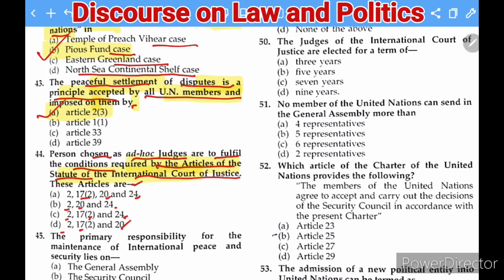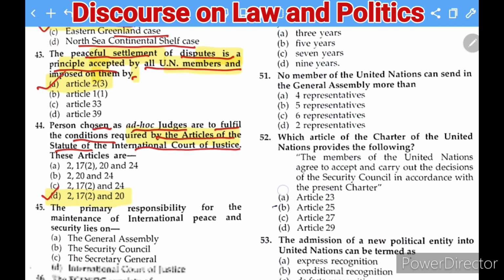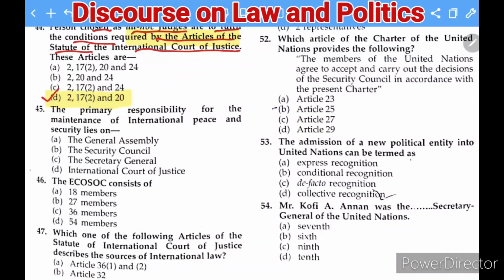So which is the right answer? Give your answer through the comment box. I am waiting for a response here. Everyone, please. I am trying to get answer from your side, please. So the answer which is correct here, that is the Article 2, 17 Clause 2, Article 20. So this is the right answer. Moving to the next question.